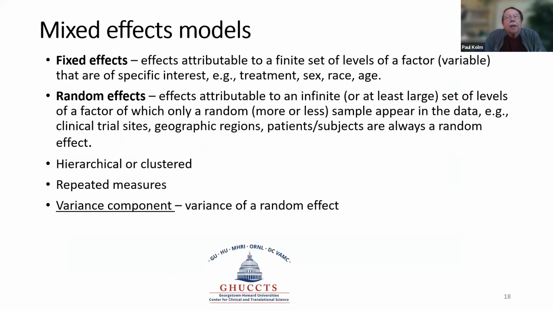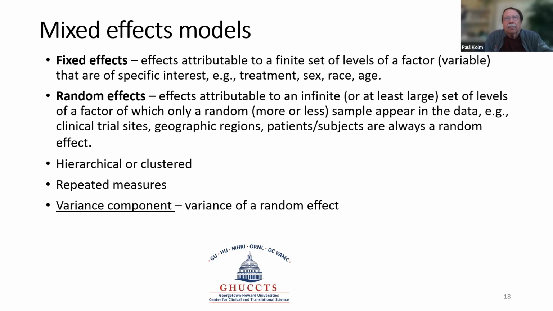So we then apply linear models to what we call mixed effects models, where we have fixed effects and random effects. And so the fixed effects are attributable to a finite set of levels of a factor or variable. So for example, treatment, sex, age, race, those would all be examples of fixed effects. Random effects are attributable to an infinite set of levels of a factor, of which only a random sample appear in the data.